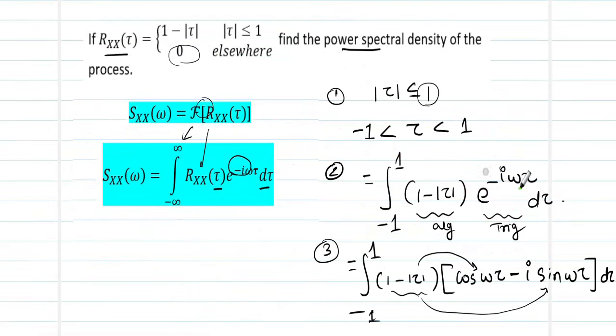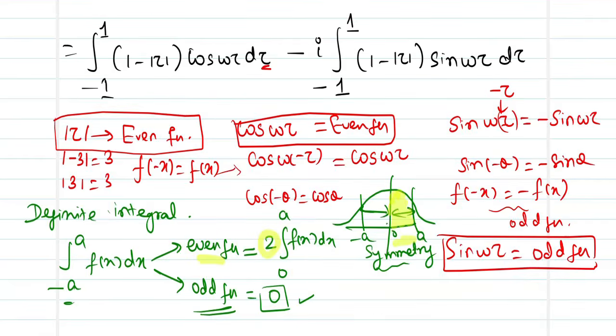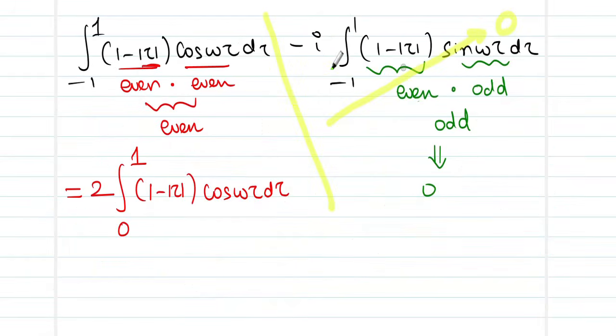This is the primary motivation for splitting the exponential function into cos and sine in a symmetric range. Whenever you have cos and sine in a symmetric range, we can use the symmetry of even and odd functions, so the problem can be easily resolved. Now getting back to the part that remains: this becomes twice the integral from 0 to 1 of 1 minus modulus of tau cos omega tau d tau.